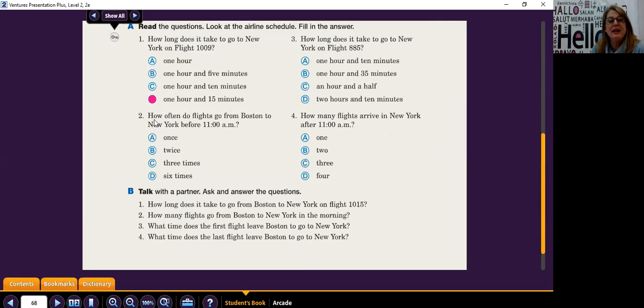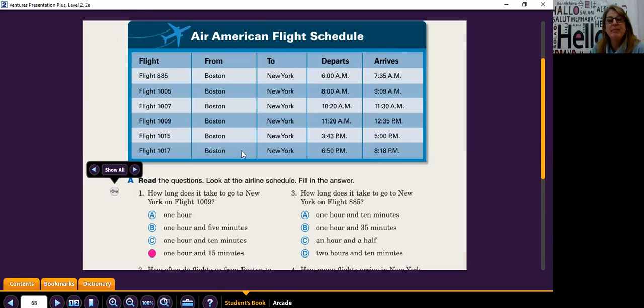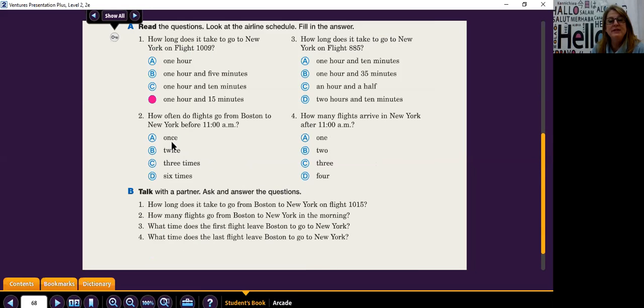Number 2, let's read that. How often do flights go from Boston to New York before 11 a.m.? So I'm going to look back here. I need to look at before 11 a.m. All of these, these 3, are after. So how many before? Is it once, twice, 3 times, or 6 times? Pause the video, choose your answer. 3 times. Well done.